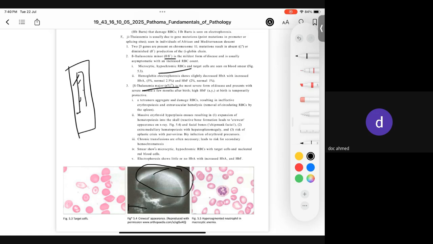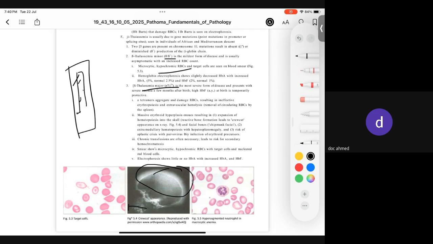Because now your skull bones are working, making an attempt to produce red blood cells, but in that attempt we are stimulating the bony processes. So we can have a small bony outgrowth on the skull, which appears as a crew cut appearance. You guys know what a crew cut is? That small cut which army people have, right? We are stimulating the skull bone to make red blood cells. If you are stimulating the facial bones to make red blood cells, what would happen? The facial bones would appear as chipmunk faces, right? The bones enlarge and give you chipmunk faces.